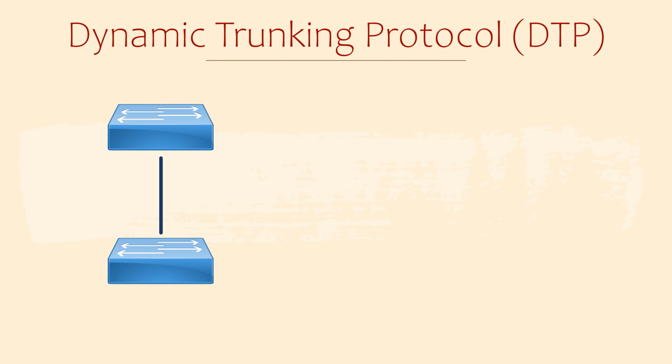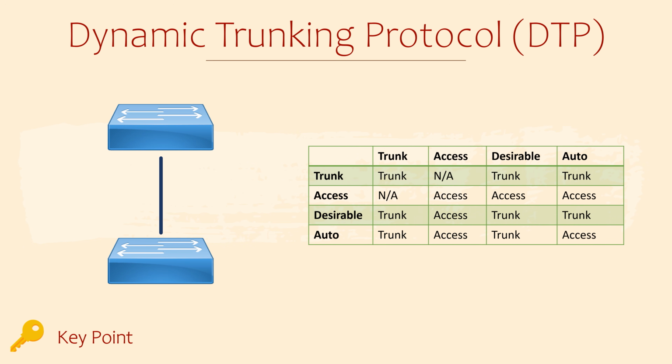But rather than manual configuration, we can configure the link as dynamic. There are 2 types of dynamic configuration called auto and desirable. The results depend on what we configure at each end of this link. First, let's think about the desirable option. If this is configured, the switch actively tries to make this link a trunk link. This will succeed if the other end is also configured as desirable, or auto, or trunk.